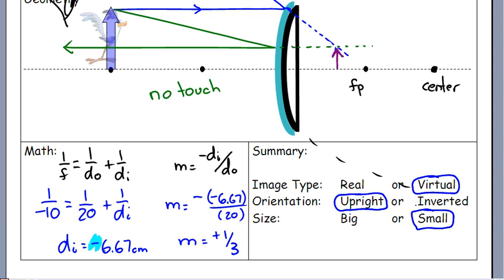This is exactly the same story as a diverging lens. Always, always, always, always virtual, upright, and small. Right? It creates this image that does look right side up, but it does look tiny.